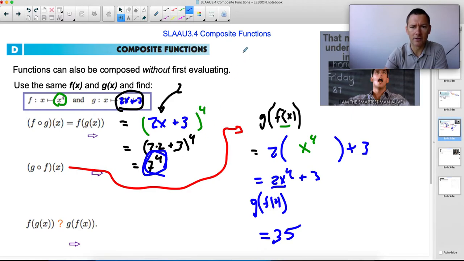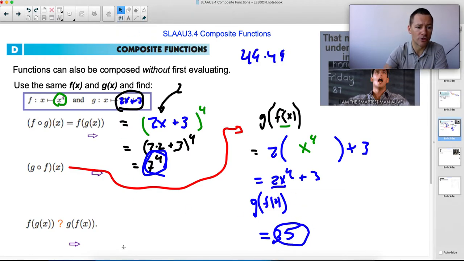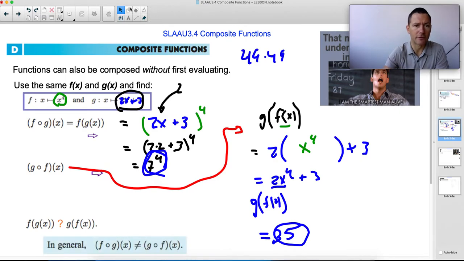7 squared is 49. It's 49 times 49, whatever that is. But it's a lot bigger than 35. So what I want you to see is that these are not equal generally. Once in a while they are, but generally f of g of x and g of f of x are not equal.